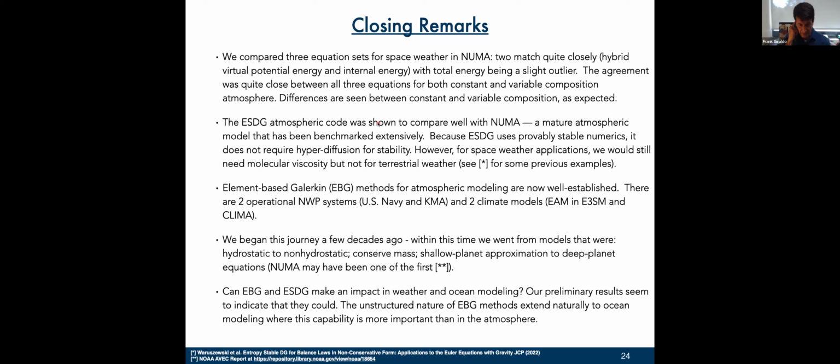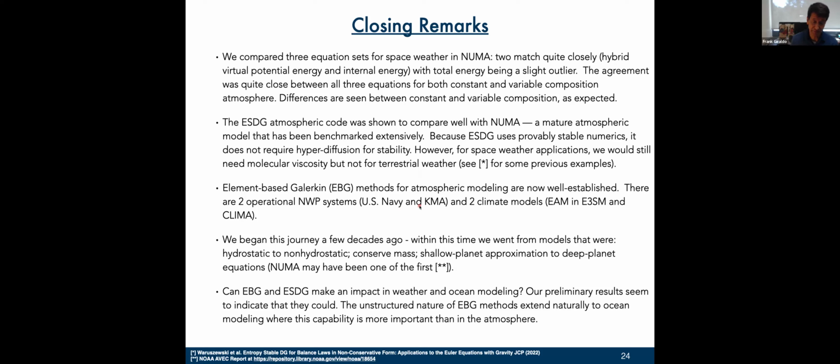Element-based Galerkin methods in atmospheric modeling are now well established. That's awesome. When we started years ago, that was not the case. Now there are two operational NWP models, one in Korea and now in the U.S. Navy, and a couple of climate models. The E3SM model uses spectral elements, and the CLIMA model, I wouldn't call it operational, but they're doing climate work with it, also uses a Galerkin model.